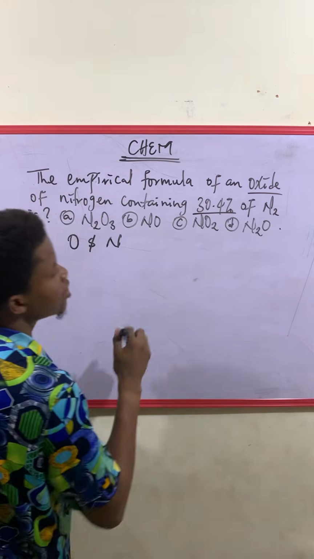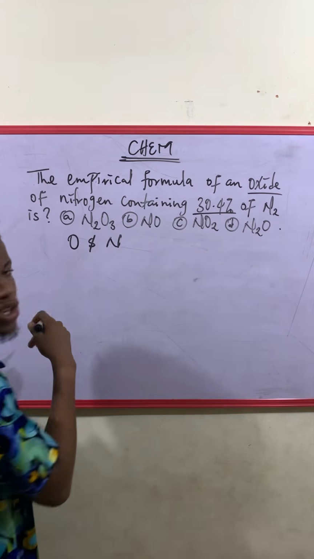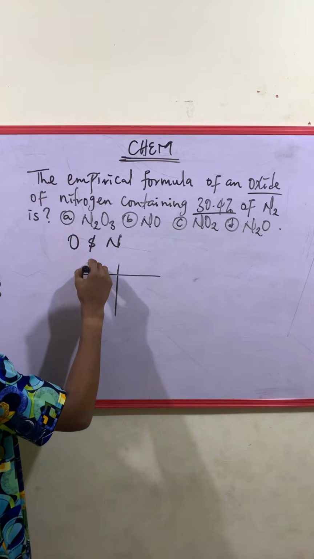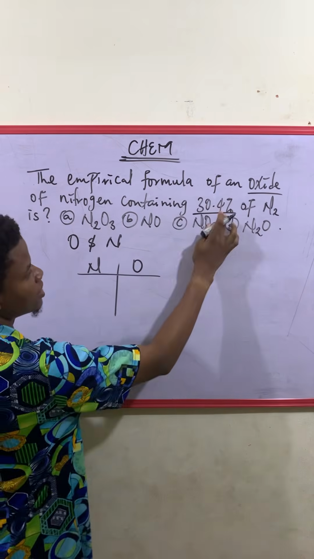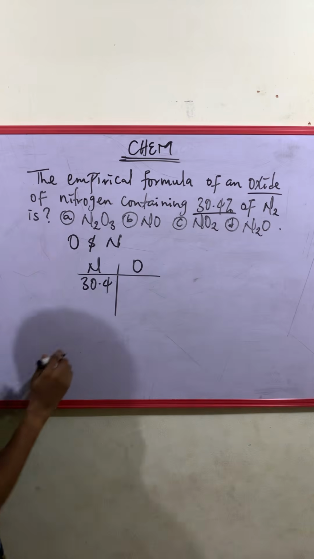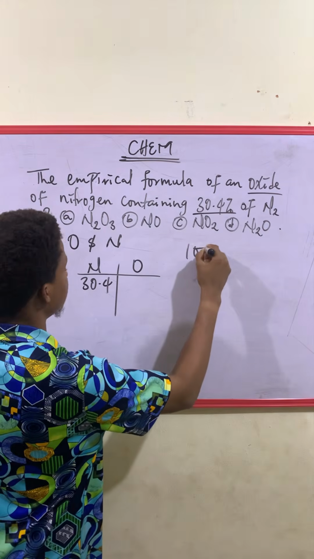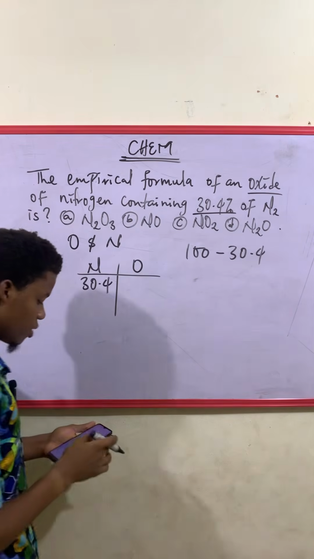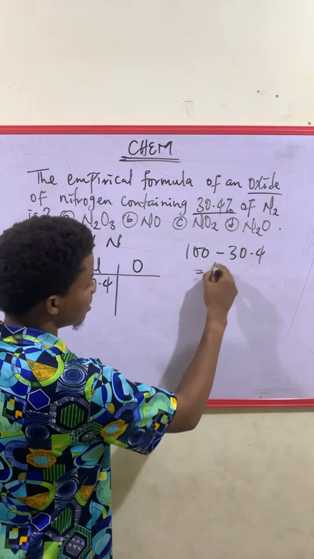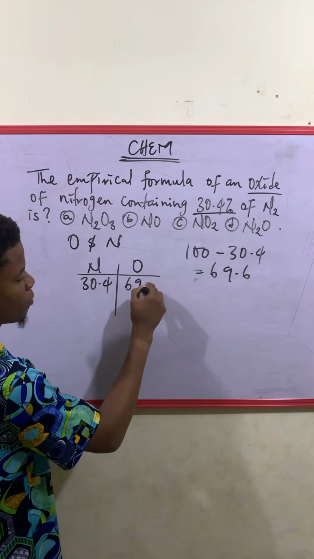So now, the percentage of nitrogen is 30.4, but the percentage of the oxygen is not known. So how do you get it? Now, to get the empirical formula, you first of all draw a little table, nitrogen, oxygen. So we know that the percentage of nitrogen is 30.4. Now, what will be the percentage of oxygen? The total percentage is 100, all right? So we're going to say 100 minus 30.4 to get the percentage of oxygen. And when we do that, we're going to get 69.6. So the percentage of oxygen in this oxide is 69.6.